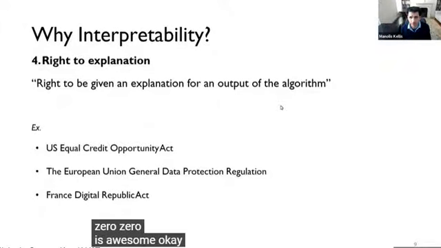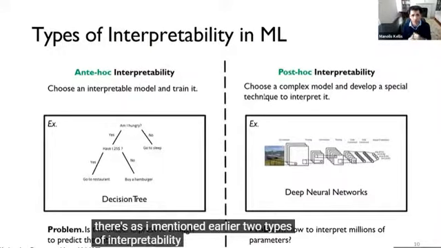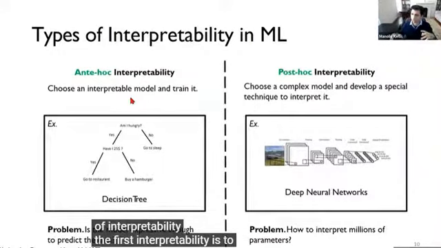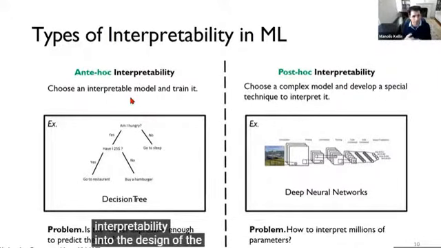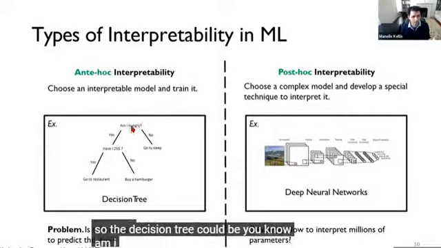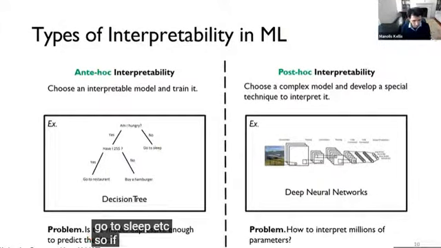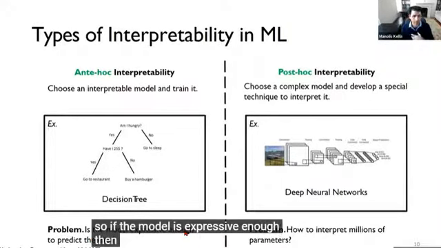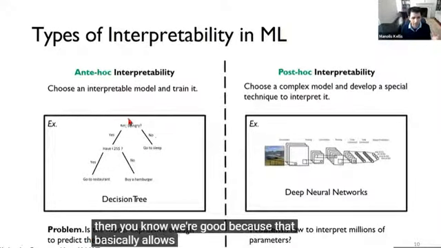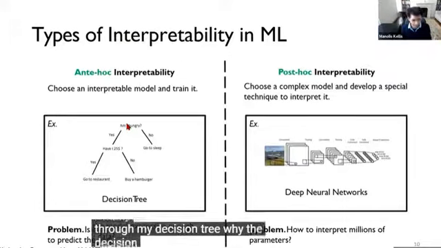This is awesome. Okay, so as I mentioned earlier, there are two types of interpretability. The first is to build interpretability into the design of the model: to choose interpretable models to start with, then train them and be satisfied with whatever accuracy they achieve. So the decision tree could be: am I hungry? Do I have $25? Do I go to the restaurant, buy a hamburger, go to sleep, etc. If the model is expressive enough, then we're good, because every time I made a decision, I know exactly through my decision tree why the decision was made.